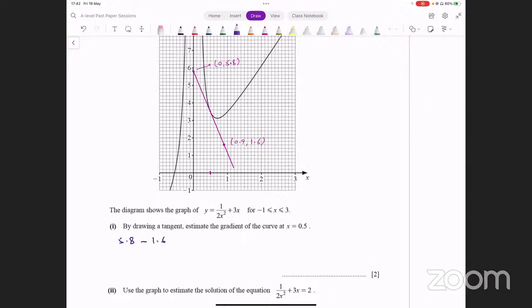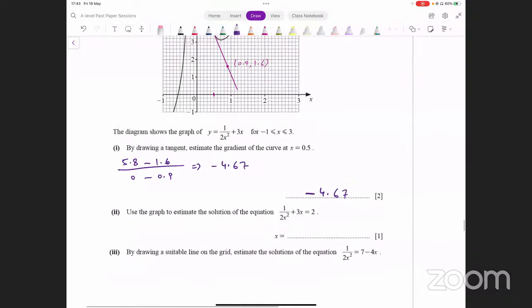minus 1.6, y2 minus y1 over x2 minus x1. So that's 0 minus 0.9. Let's see what this turns out to be. Okay, so this is giving me minus 4.666. You can say 4.67. That is the gradient that we're getting from this graph.